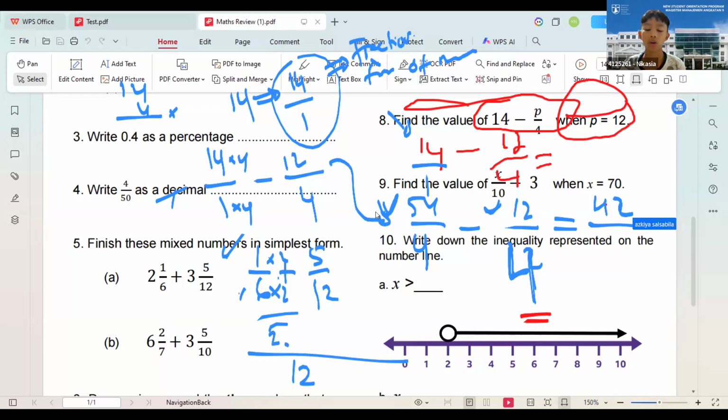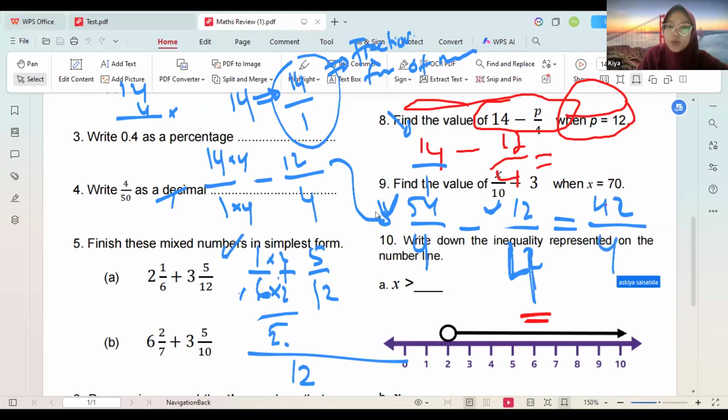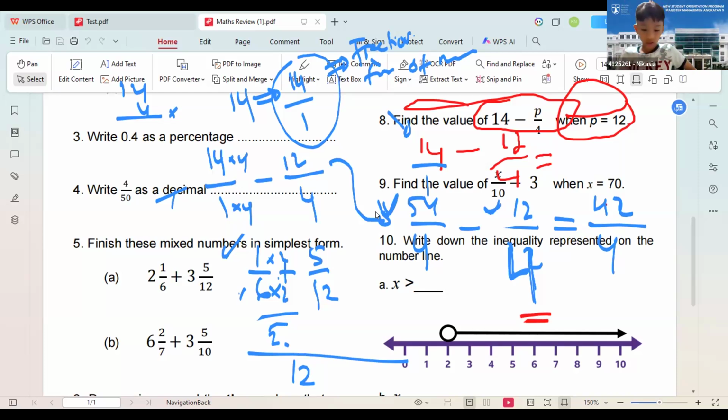Why 4, not 0? Because the denominator stays the same. Yeah, because the denominator is still the same because it is subtraction. Don't forget, for subtraction and addition. Okay. From this, are you still confused? Not really. Okay.